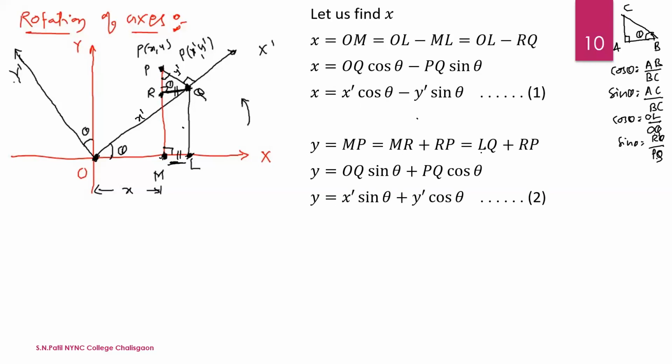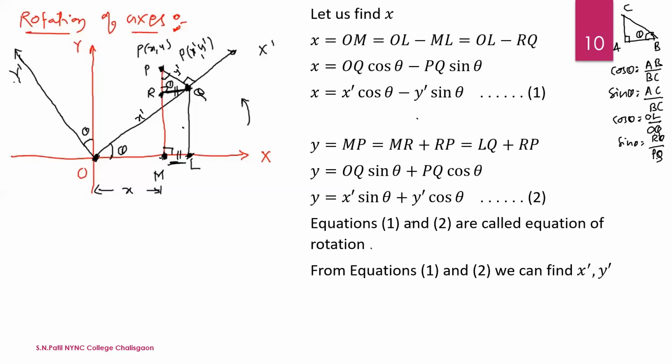Okay, equations 1 and 2 are called the equations of rotation, and our aim is to find the equations of rotation. Now from equation 1 and equation 2, we can also find the values of x dash and y dash. How can we find x dash and y dash? Suppose we want to find x dash, then we have to eliminate y dash. The coefficients of y dash in equation 1 and equation 2 are different, so we multiply here by cos theta, and here by sin theta.